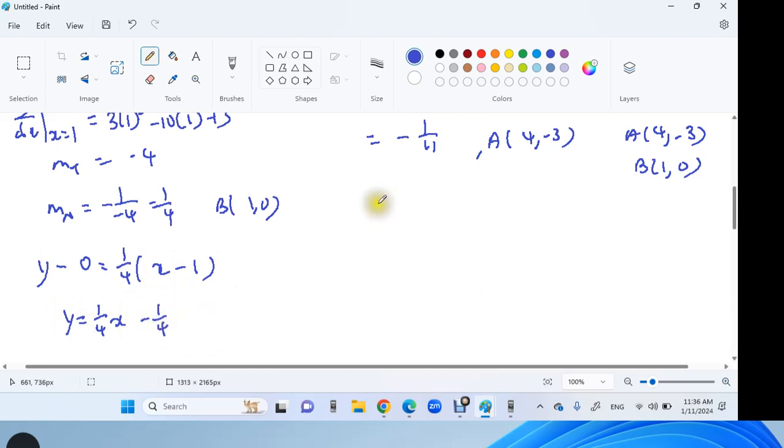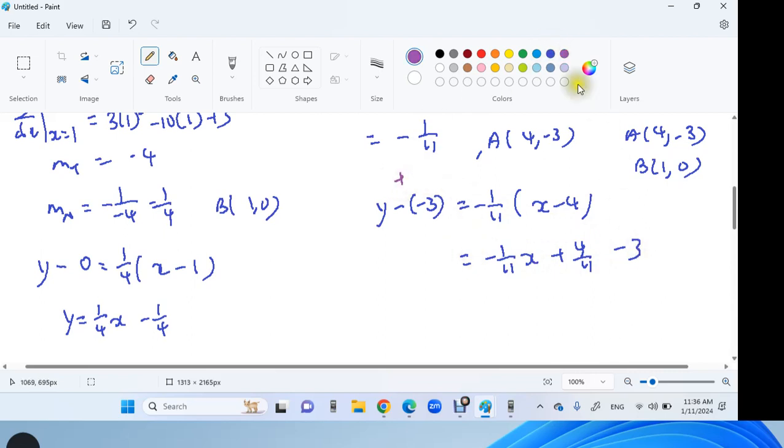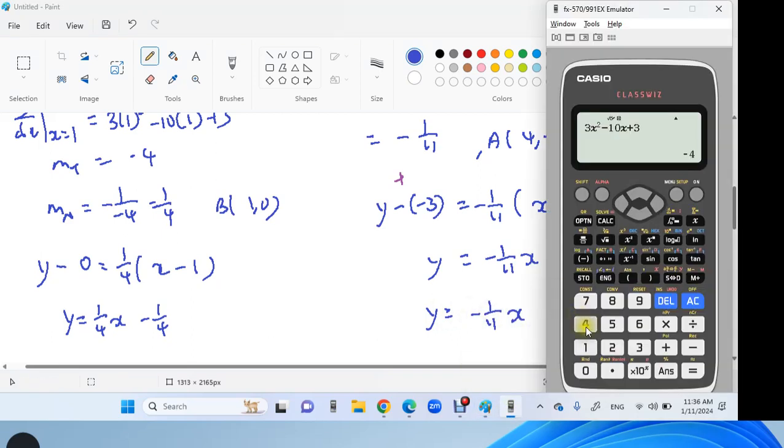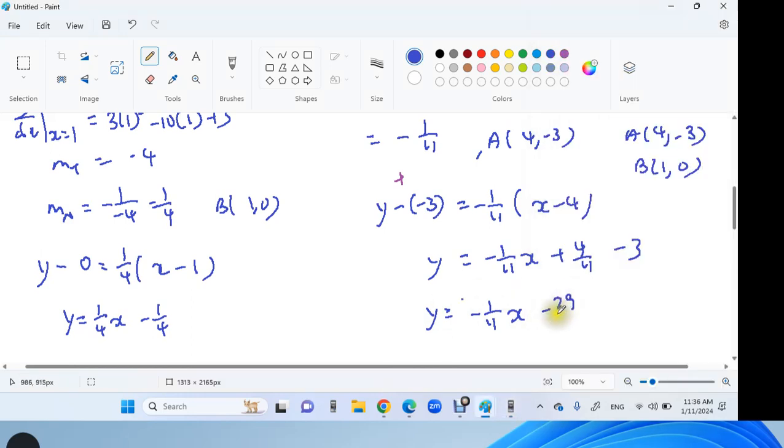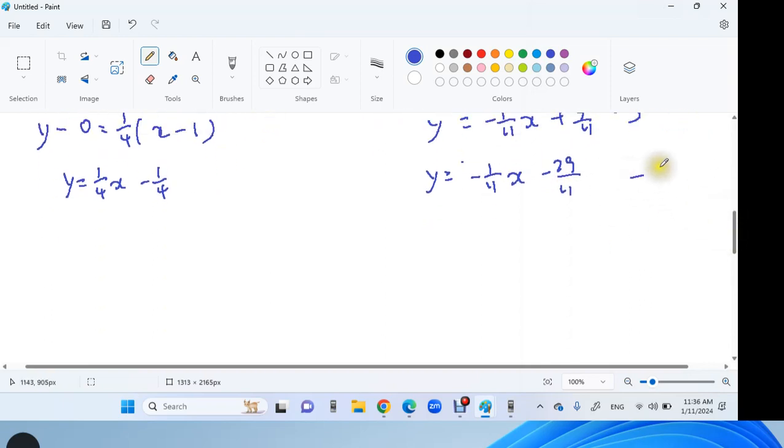And then y minus negative 3 equals negative 1 over 11 (x minus 4). So it will be negative 1 over 11 x plus 4 over 11 minus 3. Over here it will become plus 3, and when we move it here it will become minus. So y equals negative 1 over 11 x, and then we have 4 over 11 minus 3, then it is negative 29 over 11. Okay, so this is equation 1, this is equation 2, then we sub equation 1 into equation 2.